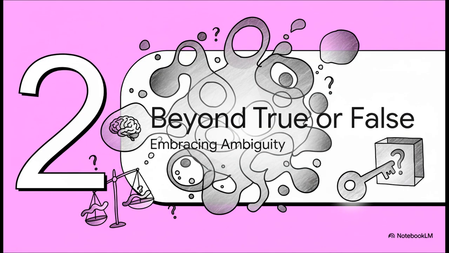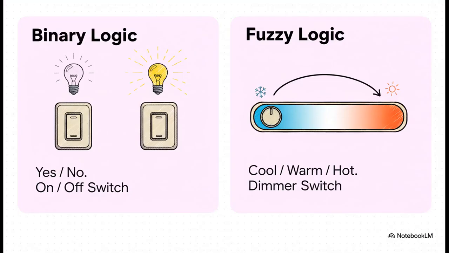So where do we even begin to solve this? Well, it all starts with a pretty fundamental shift in thinking. We have to move beyond that rigid black and white computer logic and start to embrace the beautiful ambiguity of the real world. This slide just breaks it down perfectly. On one side, you have traditional binary logic. It asks, is it hot? The answer is a simple yes or no. But fuzzy logic asks, well, how hot is it? And suddenly you can have answers like cool, or warm, or really hot. It's literally the difference between an on-off switch and a dimmer switch. It allows for degrees of truth.